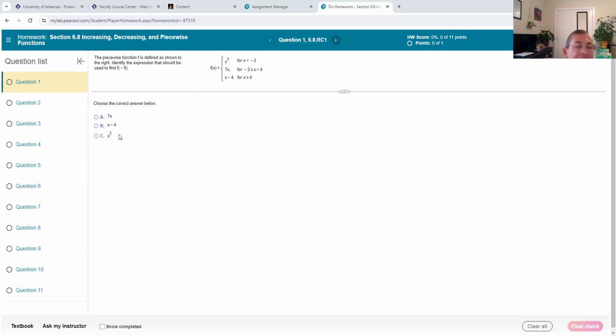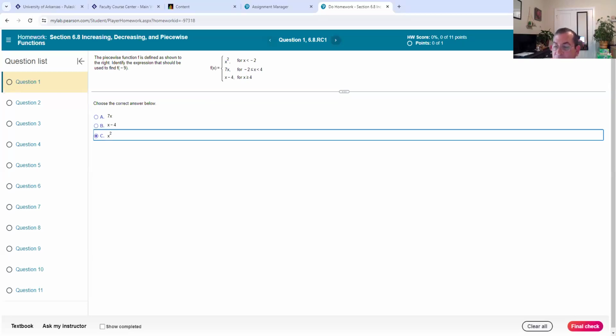So what are y'all saying? C? Yeah, because -9 is less than -2 for sure, right? -9's way out to the left. So since -9 is less than -2, we would use the x squared equation, which is definitely C. So y'all, you would check that.